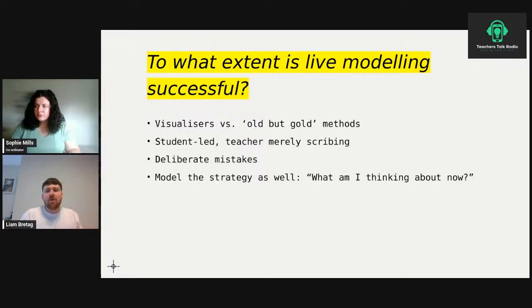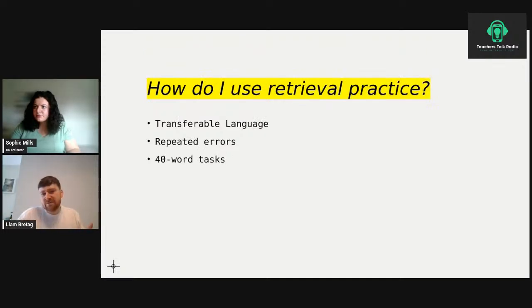Model the strategy. What am I thinking now? I've just told you that I don't like to do sport because I'm not very sporty. What would I be doing now? I might say, however, I do like to eat lots of fruit and veg, or something like that. That's a bit of an oversimplified example, but you know what I'm saying.